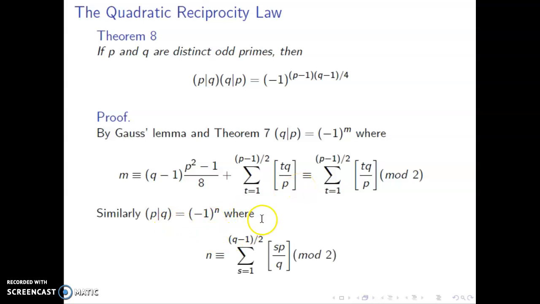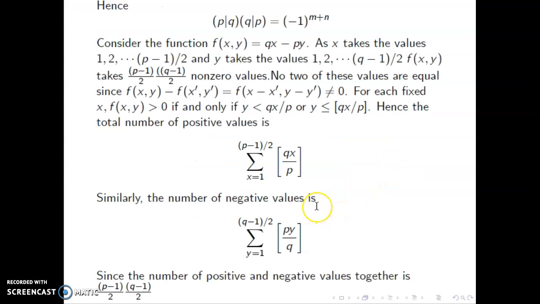Similarly, (p/q) is (-1)^n, where n is given by a similar expression with q replacing p and s replacing t. Now, hence when I multiply these two, I get (-1)^(m+n). Now look at the function f(x,y) equal to qx minus py. When x takes the values 1, 2, 3 up to (p-1)/2, and y takes the values 1, 2, 3 up to (q-1)/2, f(x,y) takes (p-1)/2 times (q-1)/2 non-zero values.